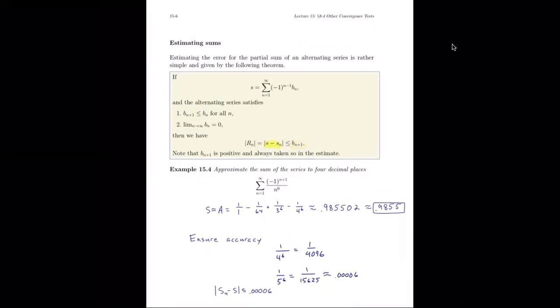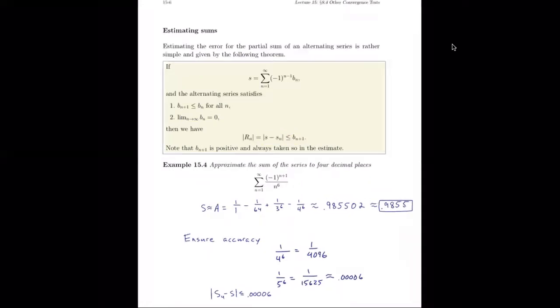It's pretty easy to see with an example first, and then you could go back and analytically reason through it as well. So note that this is the error. The remainder of the series is the error. It's what we didn't add up when we approximated the series with S sub n. So the difference between the actual sum and the approximation S sub n that we use.